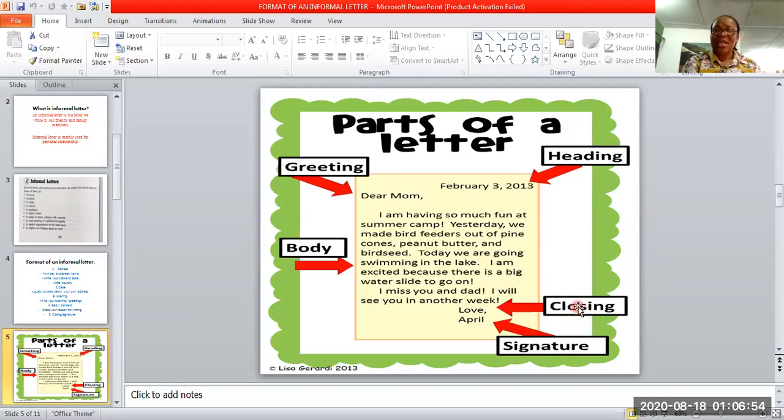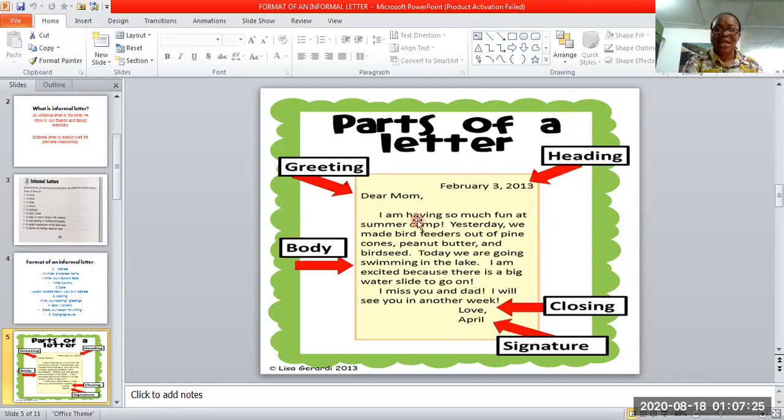The closing is how you say, yours sincerely, love from, Neka. Yours sincerely. The signature is your name, Neka. Yours forever is a closing, and you write your name, Neka. Please observe how the closing is arranged.